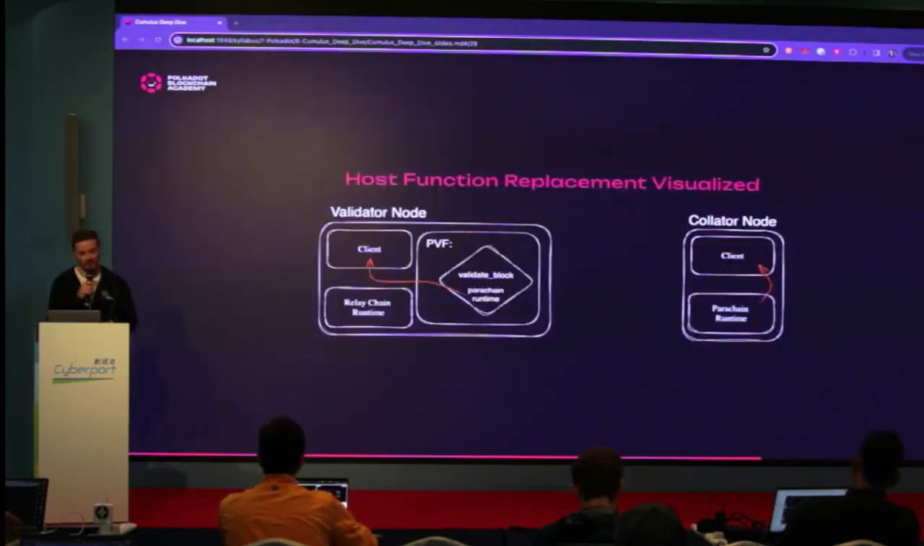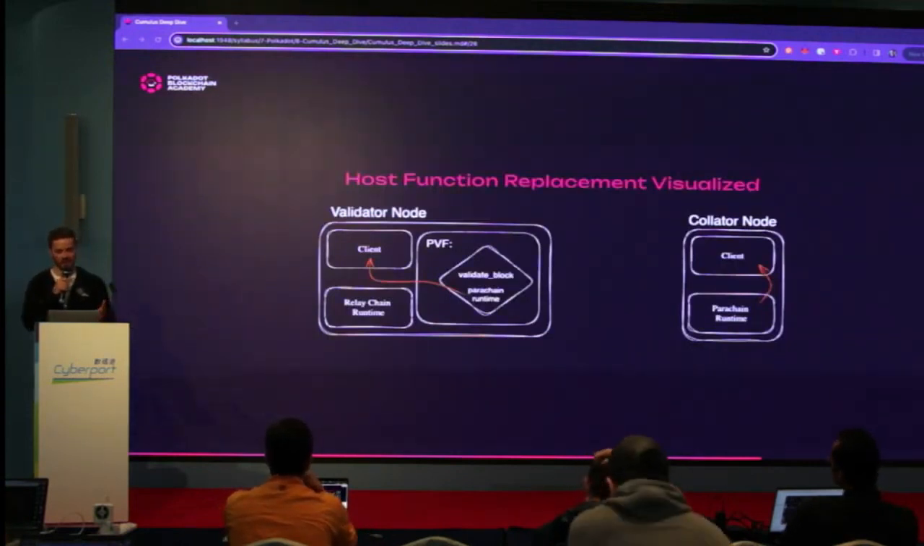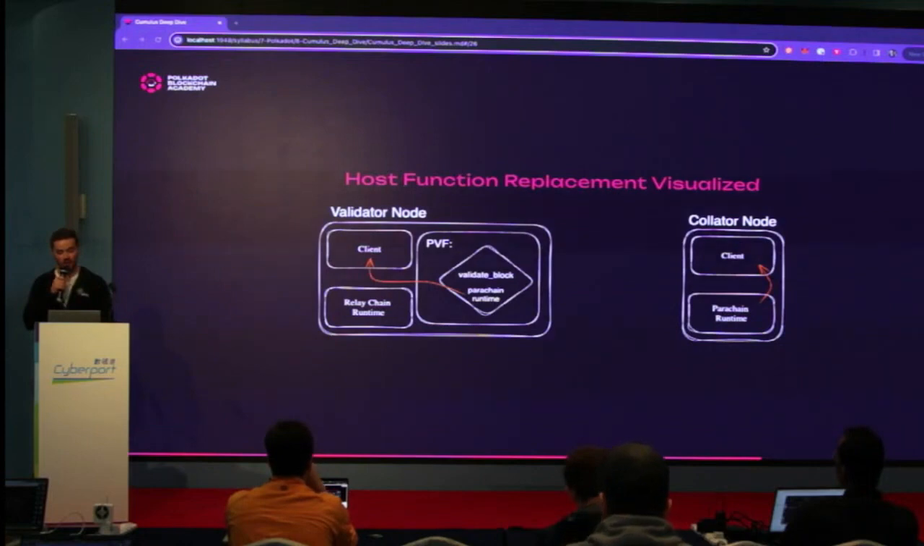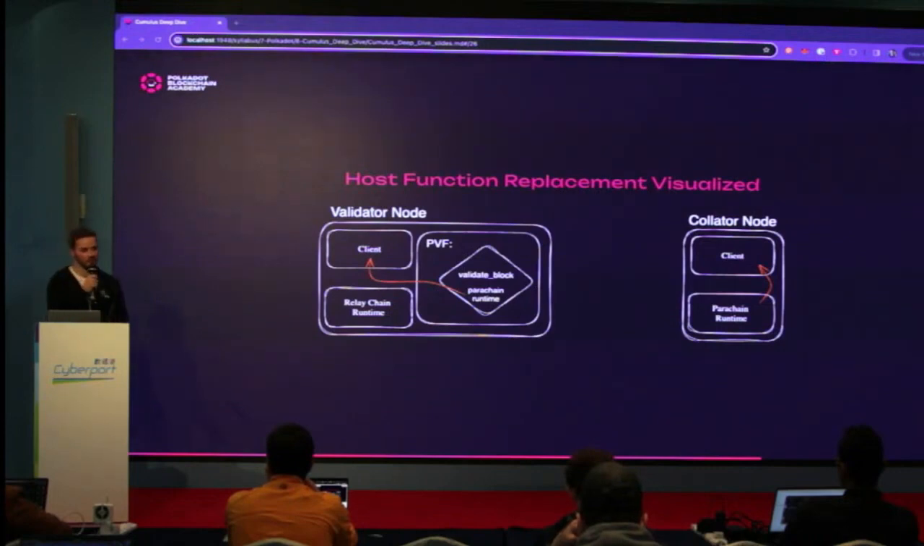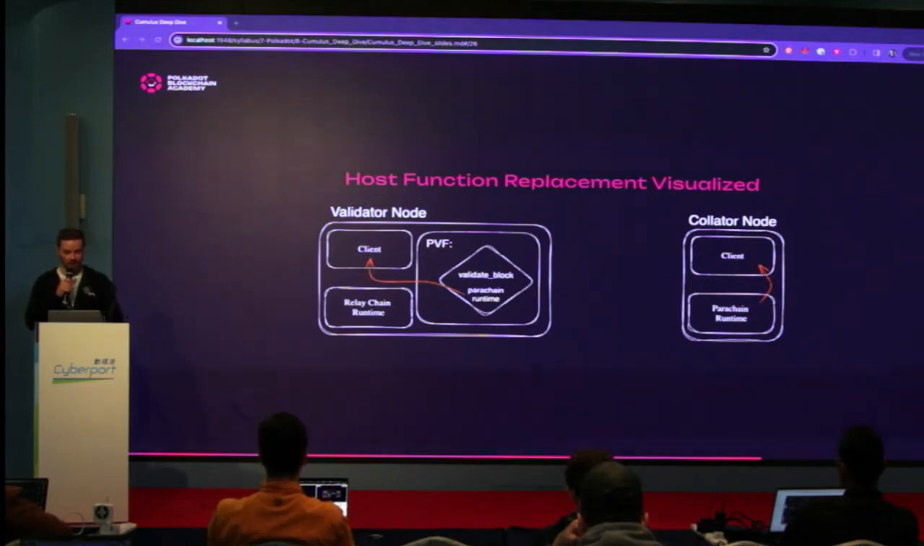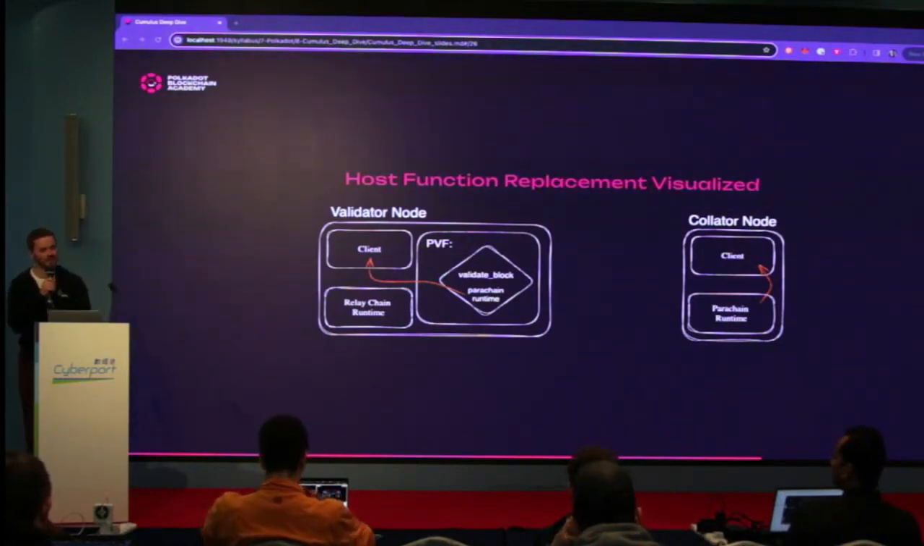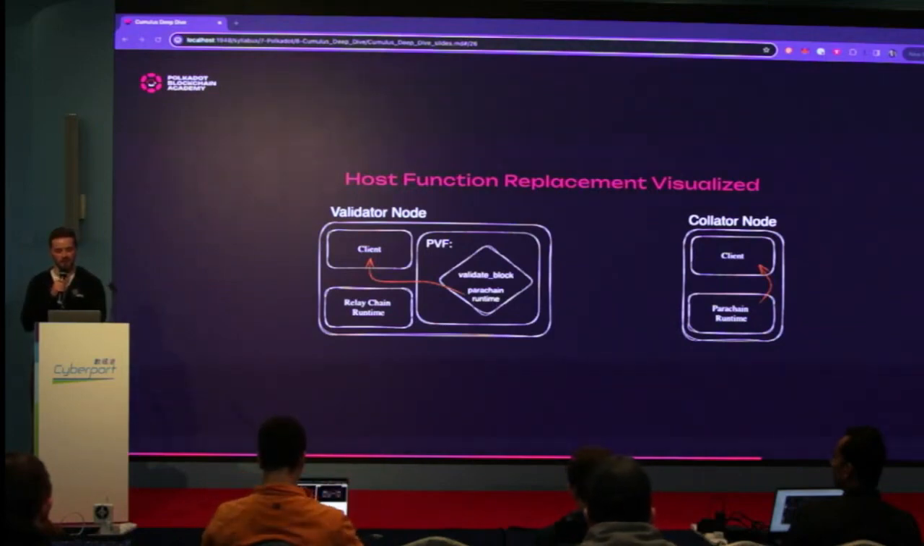But first, an aside. What exactly is going on with this host function replacement? On the right, we have our collator node, and we have the parachain runtime, which is calling host functions to access the parachain client. But on the left here, we have our validator node. And when we're executing a PVF, we again have the parachain runtime, and it's executing and trying to access instead the relay chain client. This is obviously not going to work. The parachain state is not available for us to use in the relay chain client.